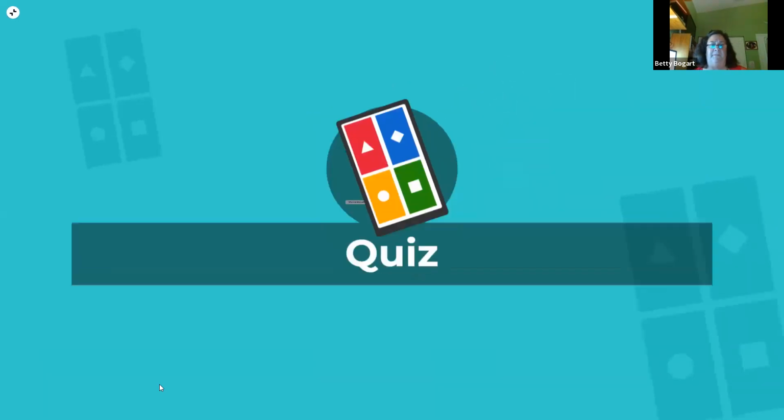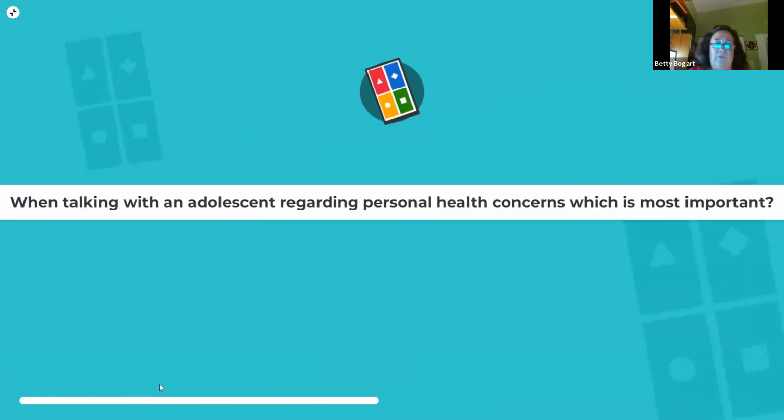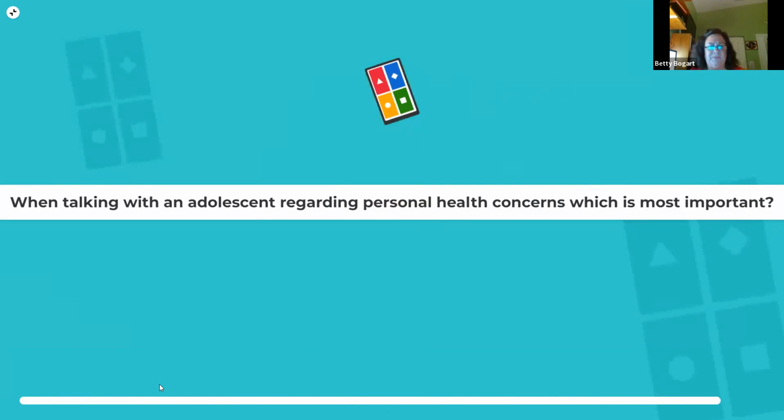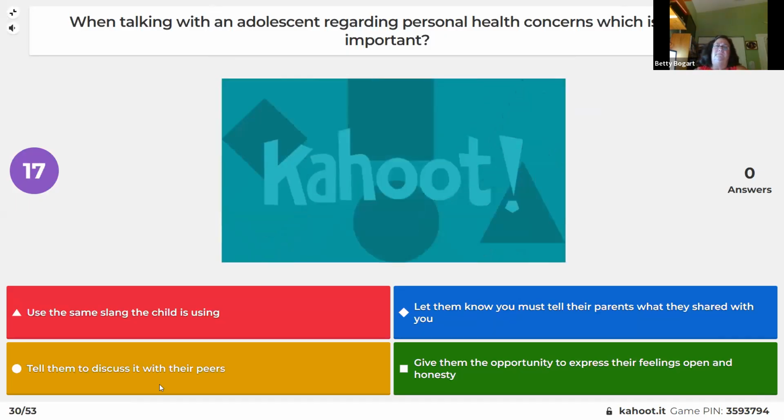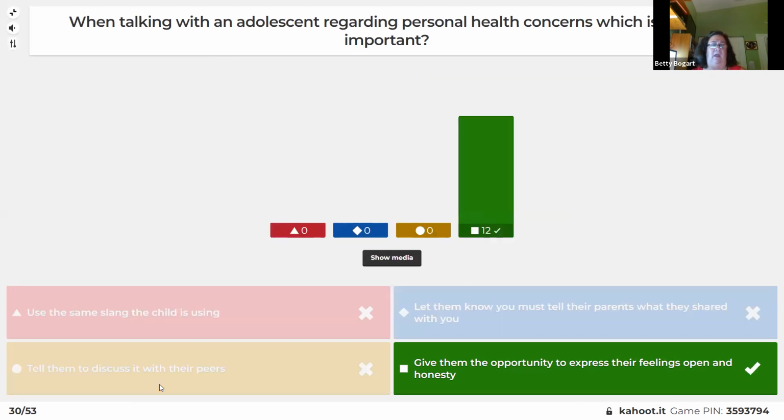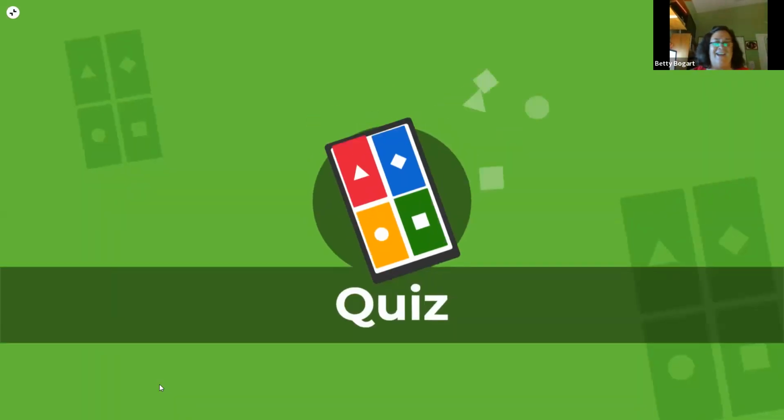When talking with an adolescent regarding personal health concerns, which is most important? You have a young girl who's in there and she keeps having urinary tract infections, and you're talking to her. And she's finally opening up to you. And the biggest thing is let them get it out. Let them be honest and open and share. And one of the things, as I said, be prepared. You're going to hear things that will shock you. Try not to look shocked, because that's what they're looking for a lot of times.